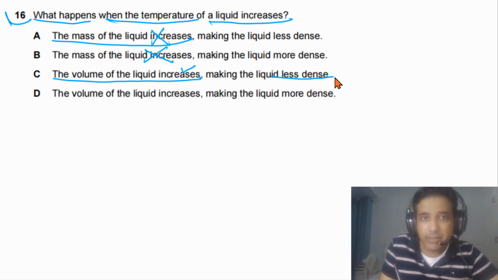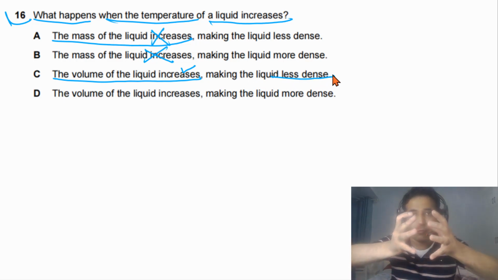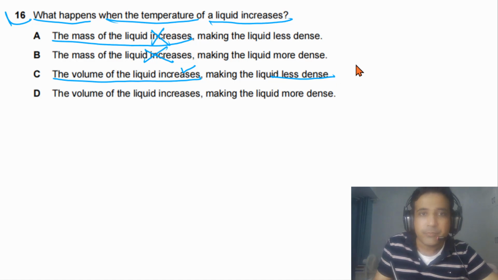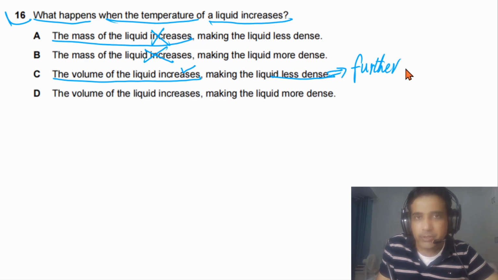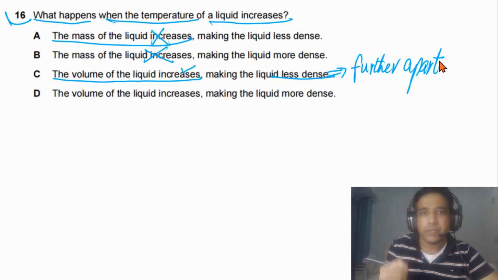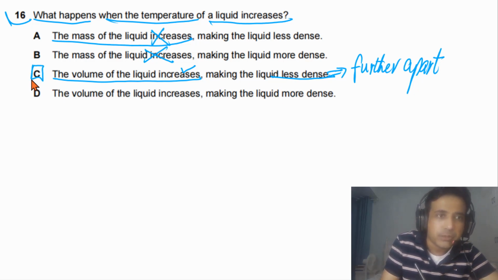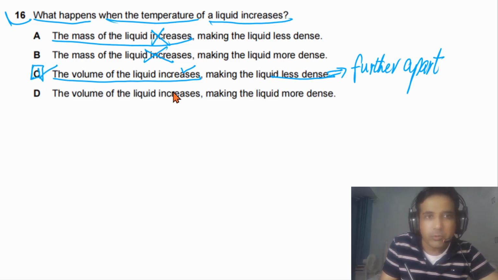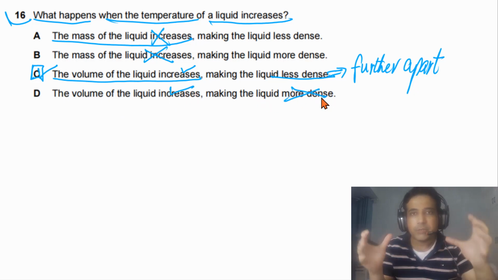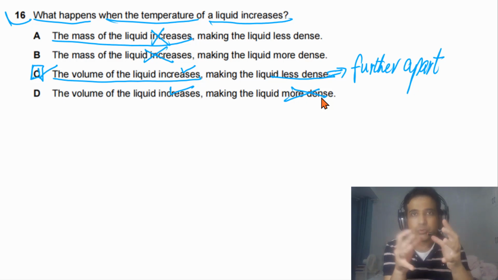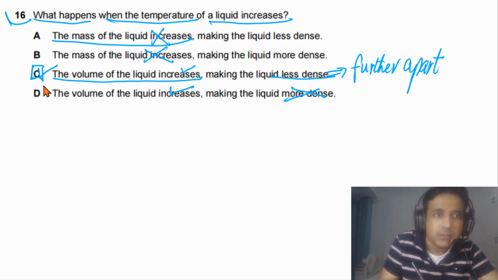Making the liquid less dense, because molecules will move further apart. So less dense means that molecules move further apart. So molecules will be further apart, so the volume of the liquid will increase. So option C is correct. More dense, no. More dense means molecules get closer to each other. So this one is incorrect. So the answer for this question is C.